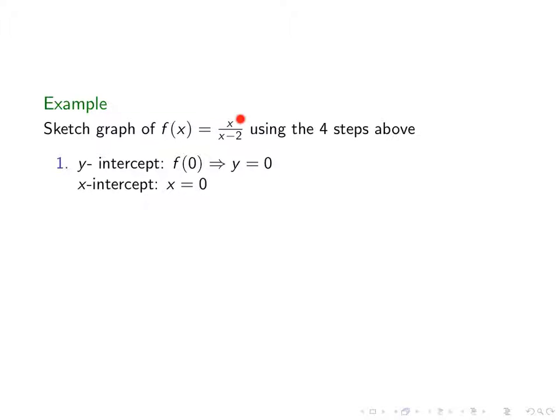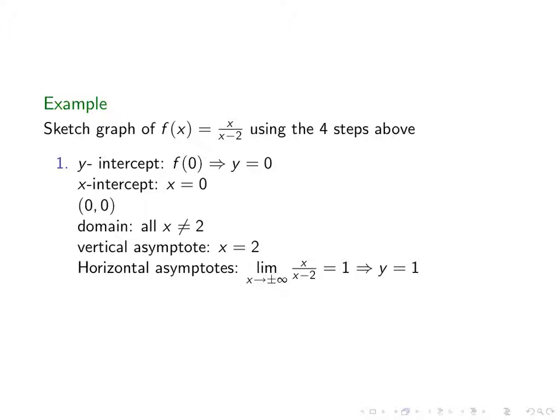Recall that a fraction is equal to 0 if and only if the numerator is equal to 0. Now we know that the graph goes through the origin 0, 0. That's x equals 0, y equals 0. And we know that the domain is all x not equal to 2, because we just have to avoid the value where the denominator is 0. Okay, so it's all numbers except for x equals 2.